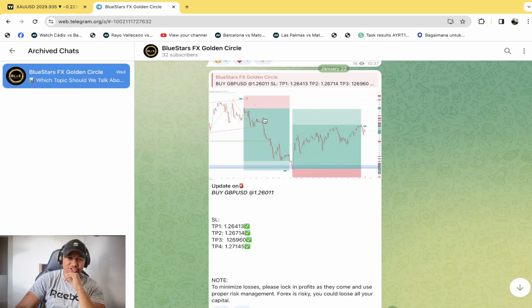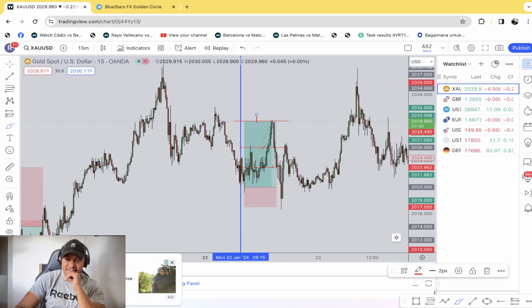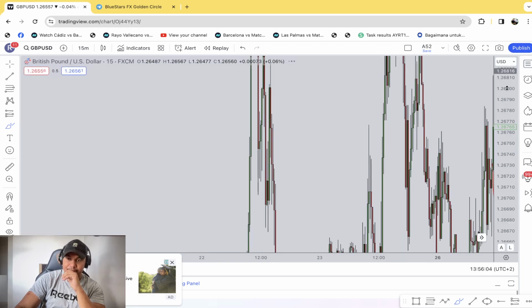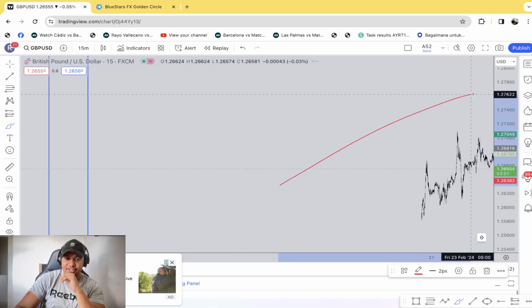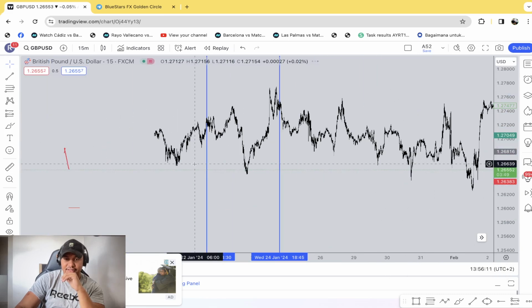This was a buy on GU, right? Now, this update was sent on the 22nd of January. The signal was sent on the 16th. This is why I say no stop loss. This signal was sent on the 16th.